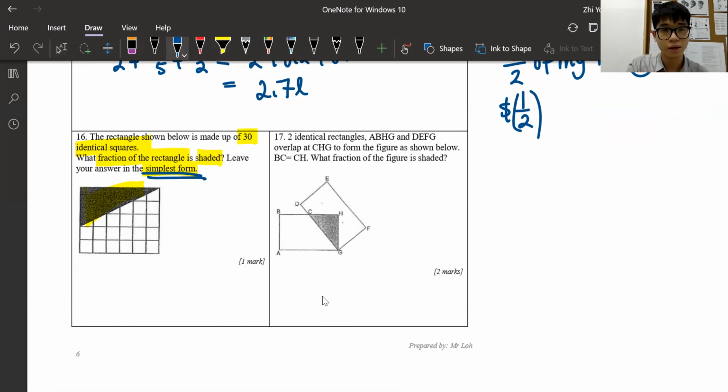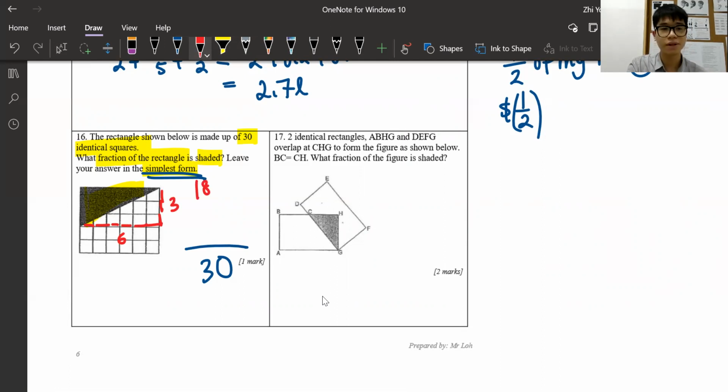So we know that the total is 30. But how many are shaded? How do we find the shaded part? Very easy. Basically you just need to count: 1, 2, 3, 4, 5, 6. So there are 6 here. 1, 2, 3. There are 3 here. So in total, there are 18 cubes here, right?